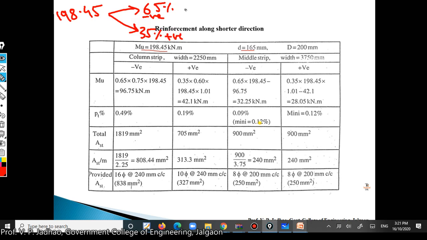Out of this negative 65% bending moment, how much will it be? 0.65 multiplied by 198.45. Okay, so this much is the negative bending moment, and this positive bending moment is 0.35 into 198.45. This is your positive bending moment. Now this total negative bending moment of 0.65 into 198.45 will be distributed among the column strip and the middle strip.